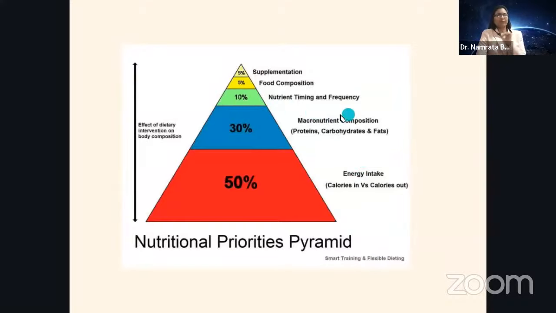Then the nutrient timing and frequency. Somebody will say twice a day, some will say 6 times a day, some will say 8 times, some will say go on intermittent fasting, go mad, lots of stuff. Then food composition, then supplements. So all these go to the top.